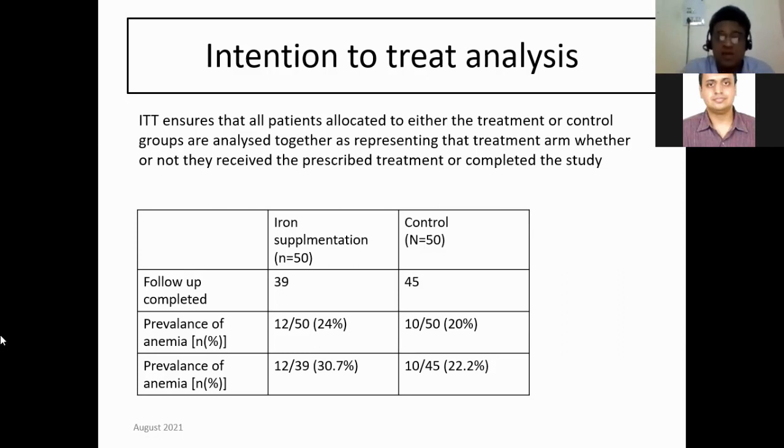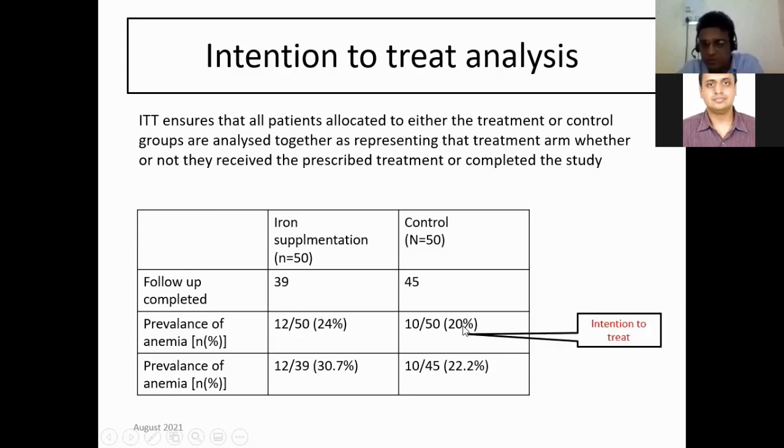So that means if I recruit 50 patients for iron supplementation, 50 for control group, suppose I see that the prevalence of anemia is, I say that, okay, 12 of them who received iron supplementation were anemic and those who did not receive were 10. If my denominator is 50, that means 24% and 20%, this is what is called intention to treat. It is possible that those who received iron supplementation, 11 of them ran away, right?